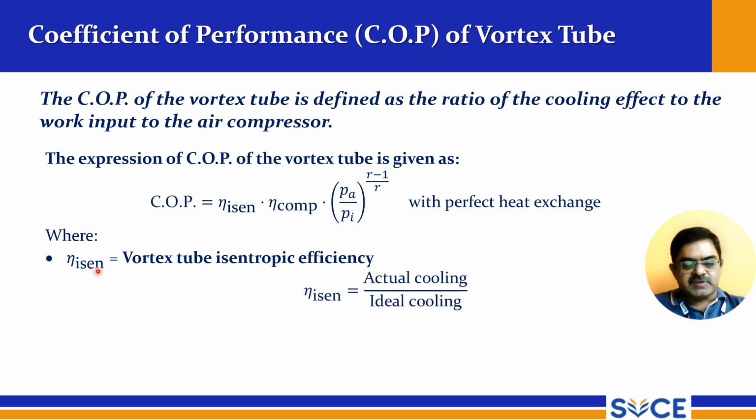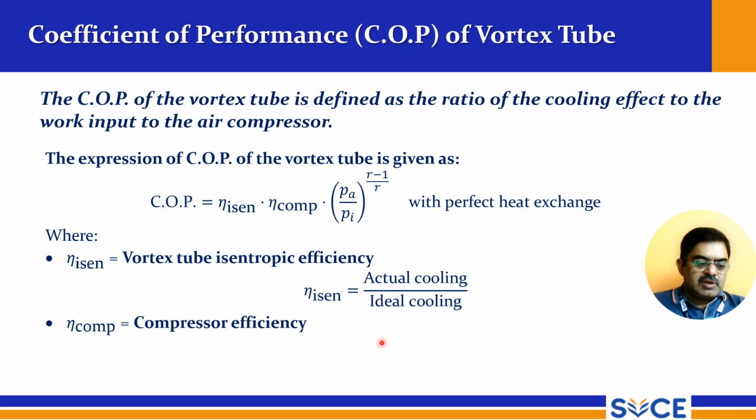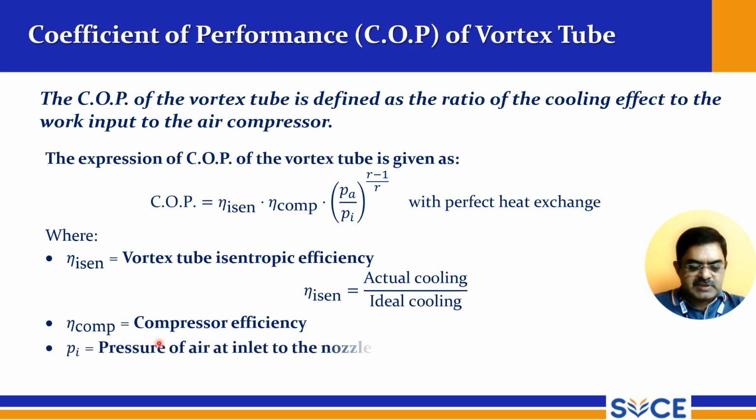Here, the vortex tube isentropic efficiency can be computed like this: isentropic efficiency is equal to actual cooling divided by ideal cooling. And eta comp is the compressor efficiency, Pi is the pressure of air at inlet to the nozzle, and Pa is the ambient pressure.